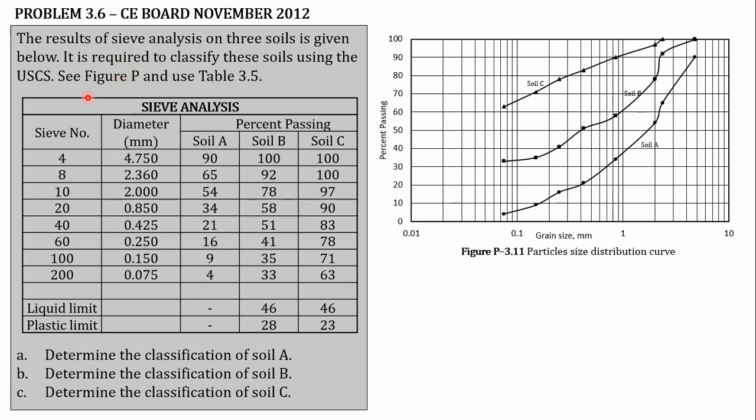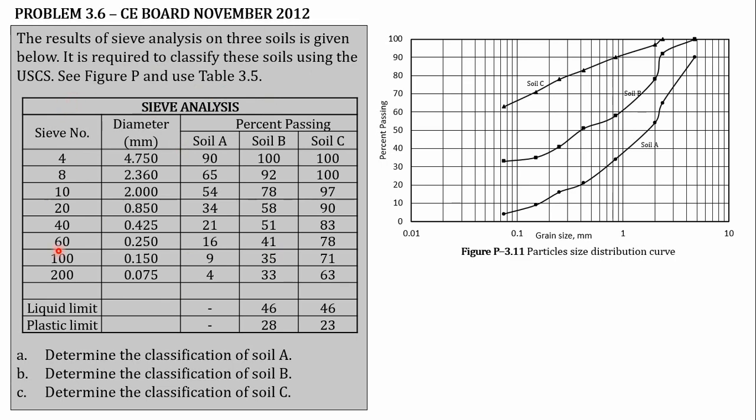The result of a sieve analysis on 3 soils is given below. It is required to classify these soils using the USCS. See figure P, itong figure natin class, and use table 3.5. Given tayo ng sieve analysis data class.